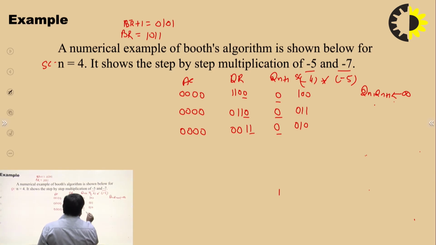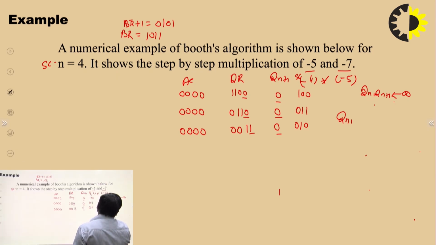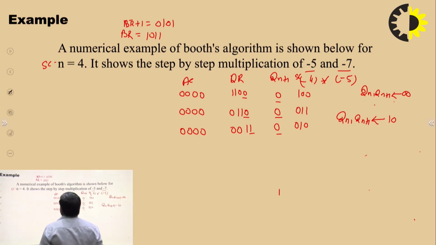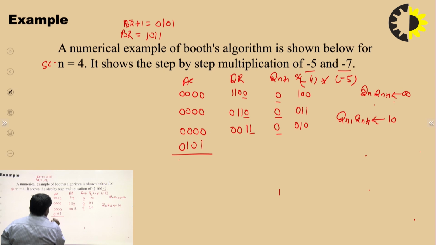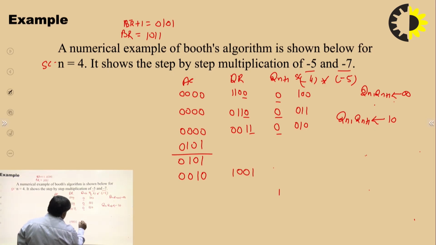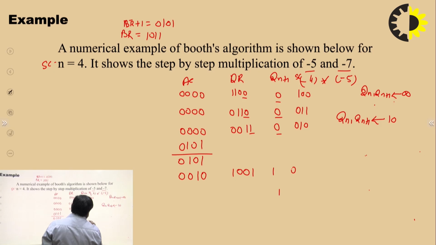Again we check SC, SC is not equal to 0, then again we check the Qn and Qn plus 1. Now this time what is the Qn? Qn and Qn plus 1 are 1, 0. 1 and 0. What is the operation? We add BR plus 1 and do arithmetic shift and SC is equal to SC minus 1. Now 0, 1, 0, 1 and arithmetic shift, that is 0, 0, 1, 0. Now 1 is here, 1, 0, 0, 1 and here is 1. Now here is a 0, 0, 1.